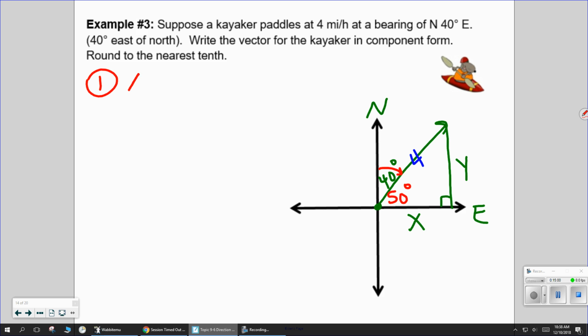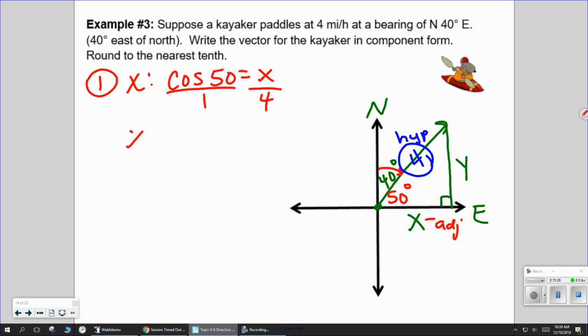So let's find x first. To find x, I know that this is the adjacent leg to the 50, and I know the measure of the hypotenuse. Adjacent and hypotenuse would be cosine. So I'm going to do cosine of 50 degrees equals x over 4. Then I need to solve that. I'm going to put cosine 50 over 1 and cross multiply, and x is going to be 4 times the cosine of 50. I don't need to use inverse here because I'm not looking for the angles. I already know them. I'm just going to punch that into my calculator and make sure I'm in degree mode. Everybody type that in. Then x, rounded to the nearest tenth, would be 2.6.